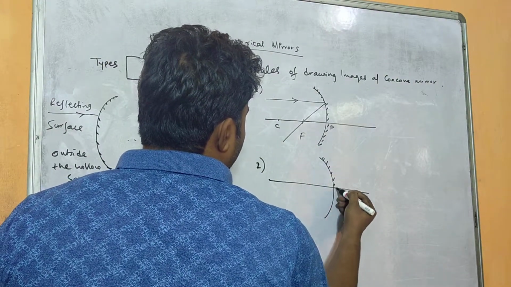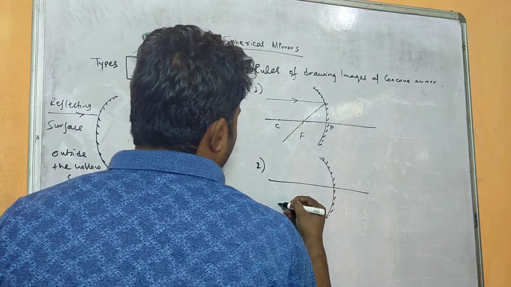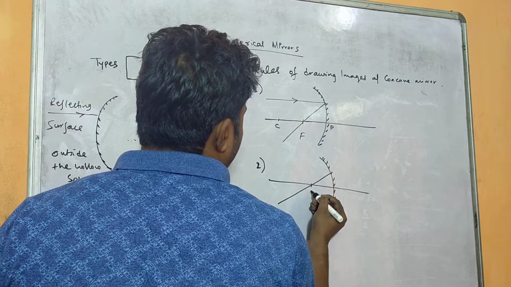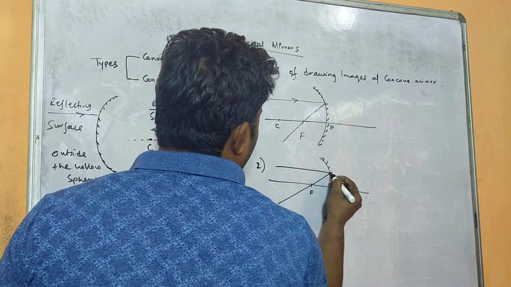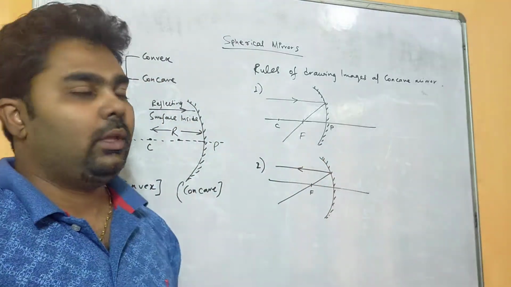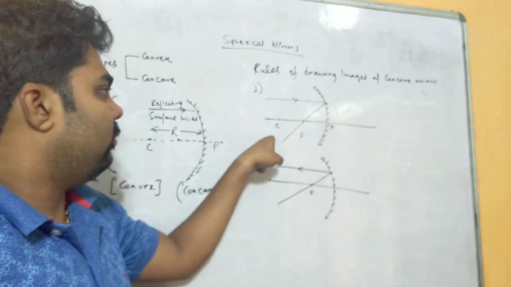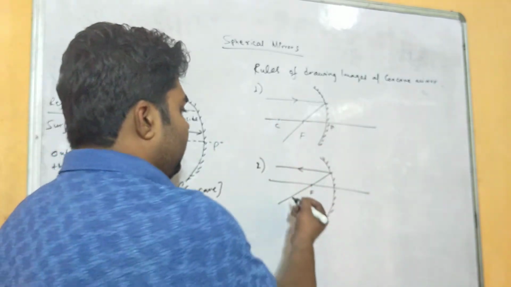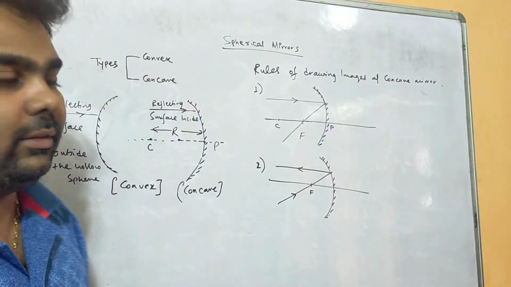if this is the concave mirror again, if any ray of light is passing through focus, it will pass parallel to the principal axis. This is rule number 2. That means this is the converse of the first rule. If any light is passing parallel, it will pass through focus. If any light is passing through focus, it will pass parallel to the principal axis, right?